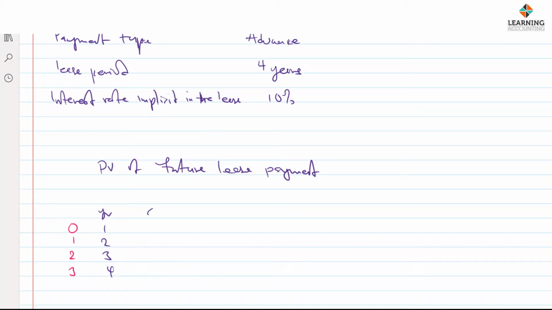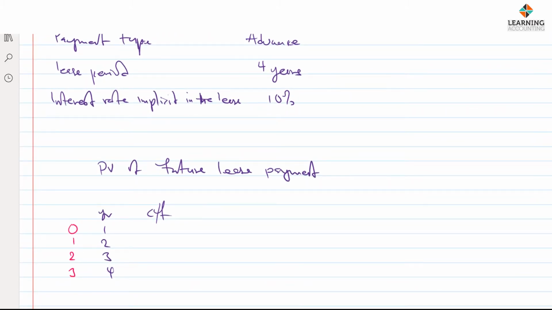Now the next thing is the cash flow. The cash flow in this question is the installment which we are paying, and we can see there is 3,000. So we have 3,000 in year 1, 3,000 in year 2, 3,000 in year 3, and 3,000 in year 4. The discount factor at 10%: we have 1.0 since it's at year 0, then 0.91, 0.83, and 0.75.